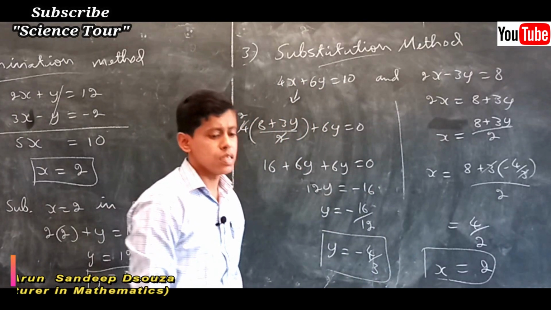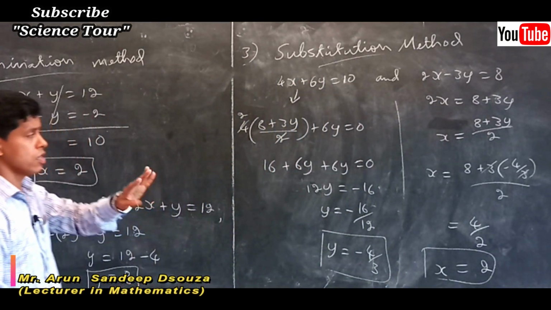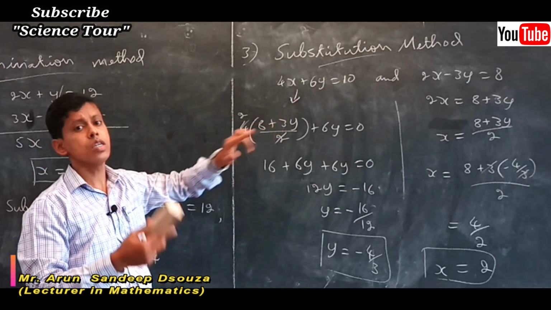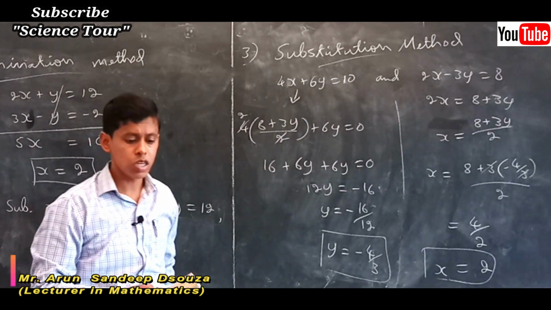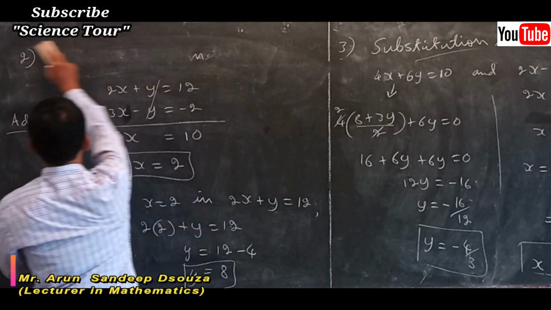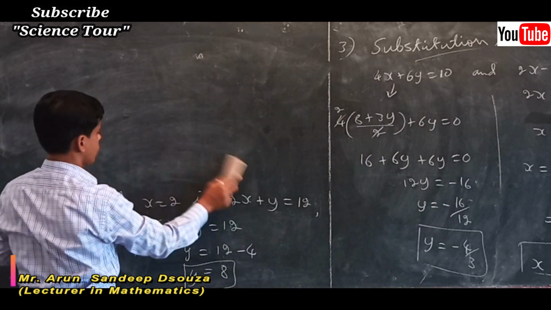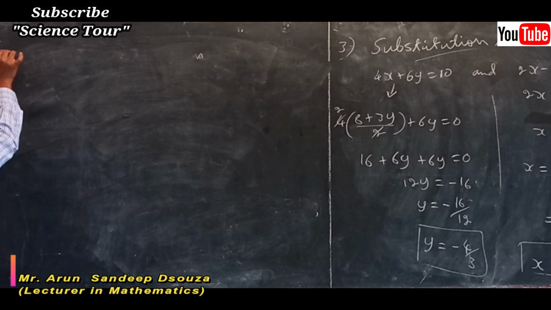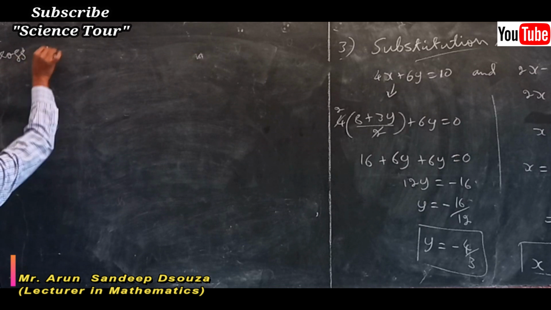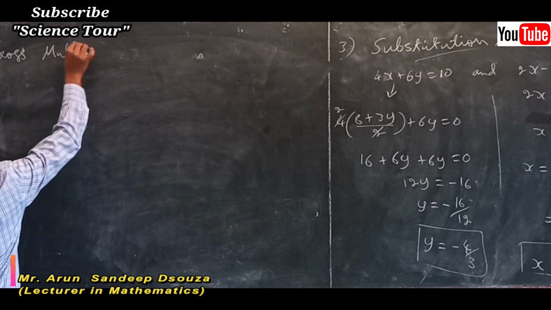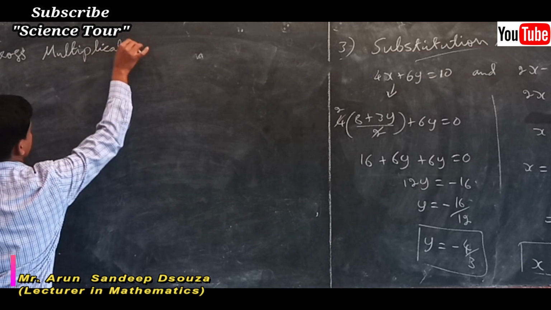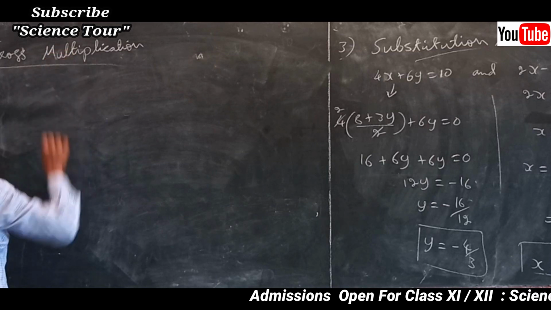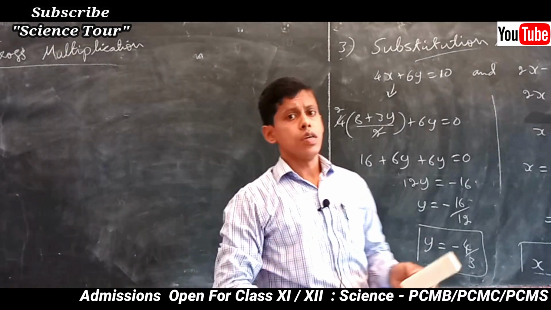Alright, now what is the next method that we see here? The fourth method. The first method is graphical, the second is elimination, the third is substitution. Now the fourth one is the cross multiplication method.